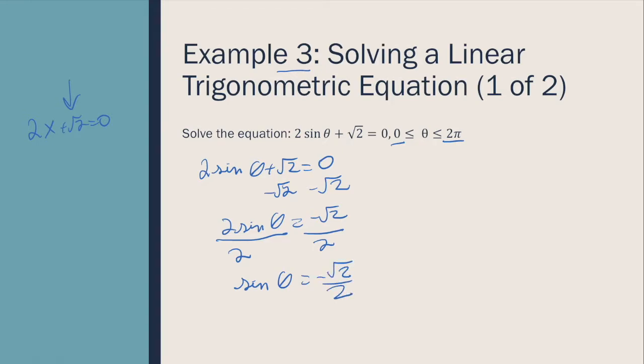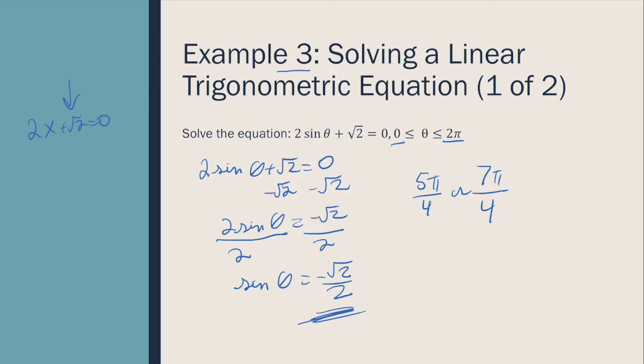So I go to my handy dandy unit circle and I say, okay, unit circle, where is sine of theta negative square root of 2 over 2? That's going to be where our y values are negative. So I'm going to be in quadrant 3 or 4. So my options are 5 pi over 4 or 7 pi over 4. And I just got all of that from our unit circle.